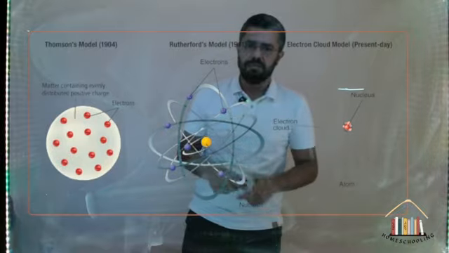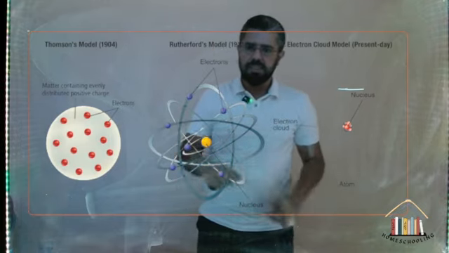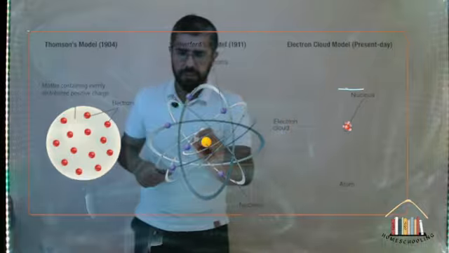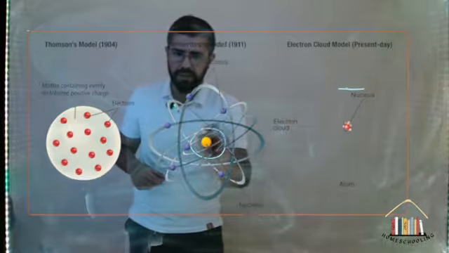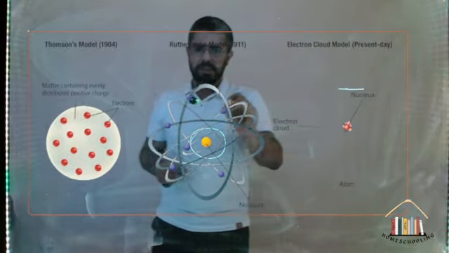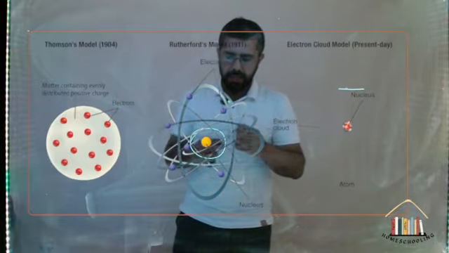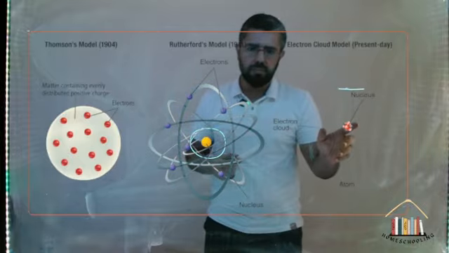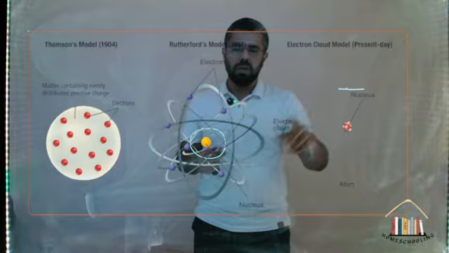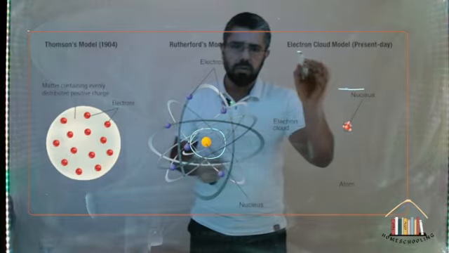Then we have Rutherford, another model in 1911. He stated that we have a nucleus in the middle, and the electrons are all around. Okay, he positioned the electrons all around the nucleus. And then we have the latest model that we're still working on right now, which is the cloud model, the electron cloud model.